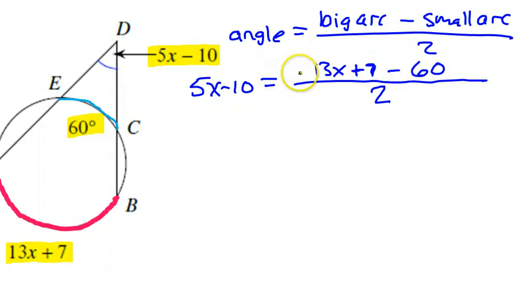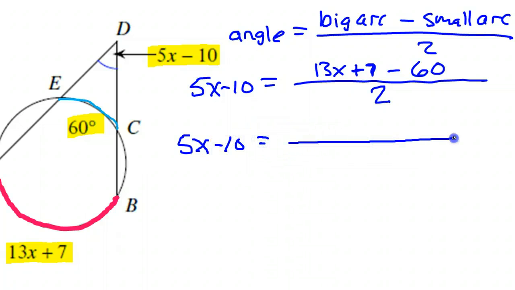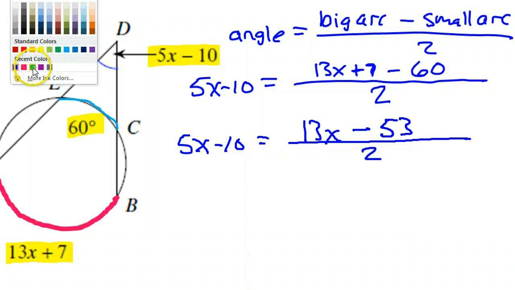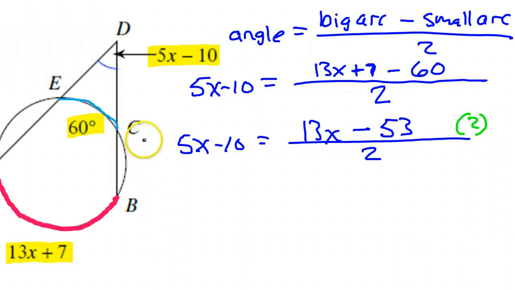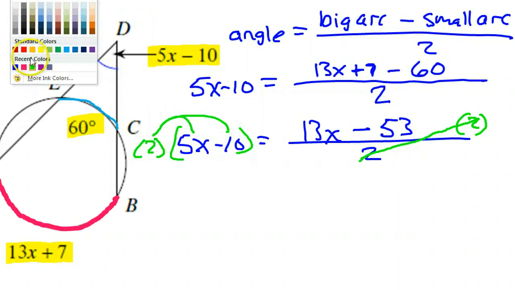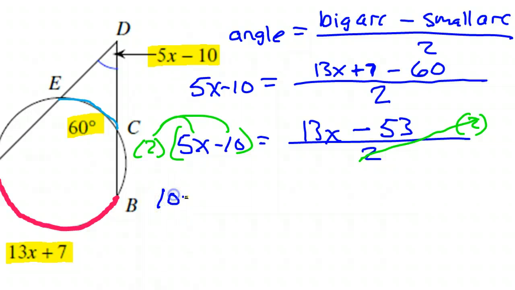So first I'm going to combine like terms here. So that's going to give me 5x minus 10 is equal to 13x. Okay, and I'm combining positive 7 and negative 60, so that's going to be negative 53. Alright, next it's time to multiply by the denominator. That way the denominator gets canceled out. Don't forget to distribute the 2. So that's going to give me 10x minus 20 is equal to 13x minus 53.